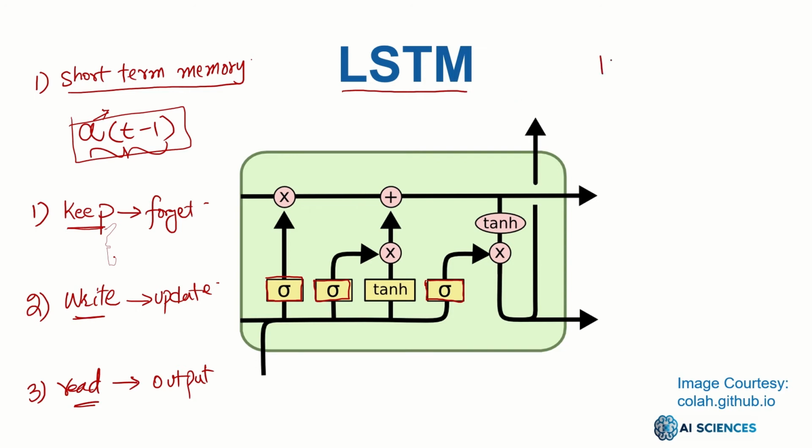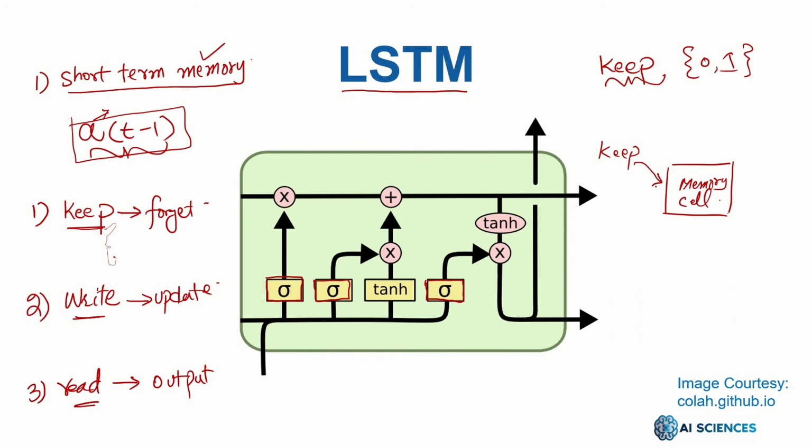So think about a keep gate that has a value, a keep variable or a keep flag, between 0 and 1. And consider the information in a particular memory cell. We have defined a memory cell in which the short-term memory will reside. The keep gate guides whether we want to keep the value that is there in the memory cell or not. So for example, if the keep gate is on, then whatever information there is in the memory cell will stay as it is.